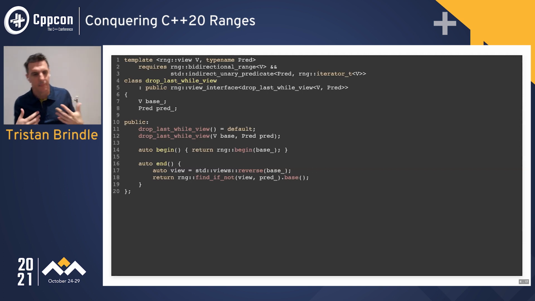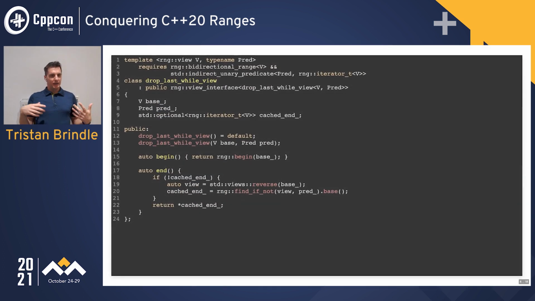Okay, so this is something that occurs for a number of range adapters. So we're writing drop last while view. It's probably similar to the standard provided drop while view. That has this problem. Filter has the same thing. We want our begin and end to be, as I say, on average, constant time. So the way that this gets solved in the standard library is we do this find operation once, and then we cache the result.